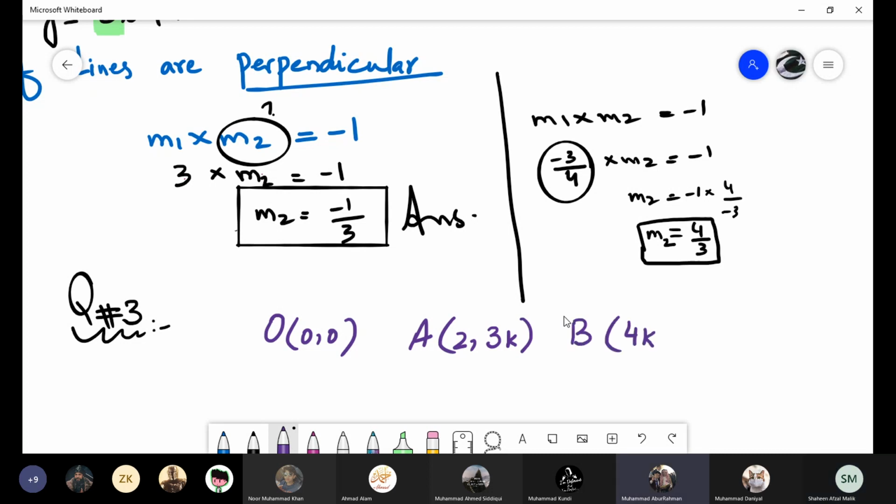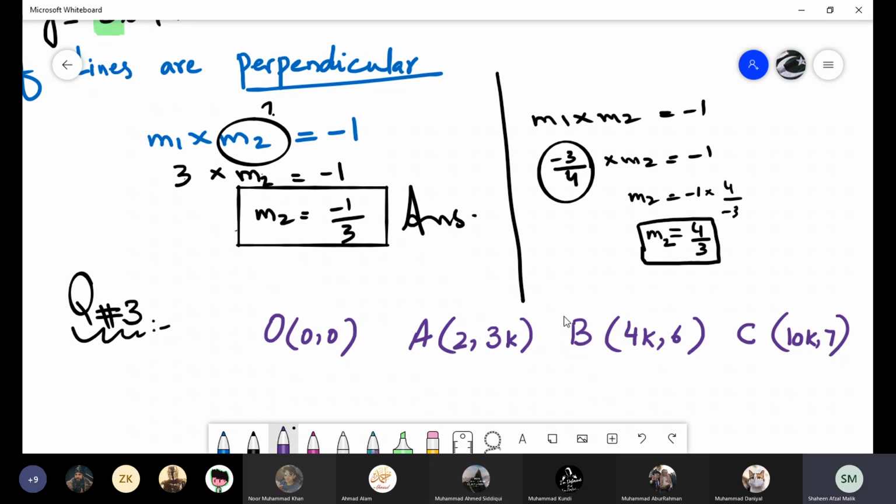B is having 4k and 6. C is 10k and 7. We have to find out the value of k if the points O, A and B are collinear and OA is parallel to BC. So can you find out the B part first?